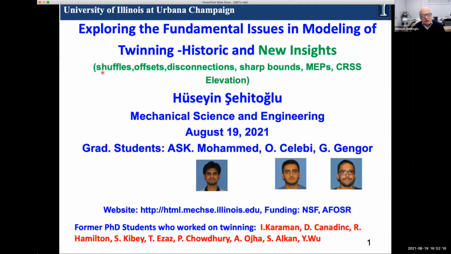I want to specifically talk about various things related to twinning, including shuffles, offsets, disconnections, sharp boundaries, minimum energy paths, critical resolve shear stress, and its elevation. And these are the three students I have currently working on twinning, Samir, Orçun, and Görkem.